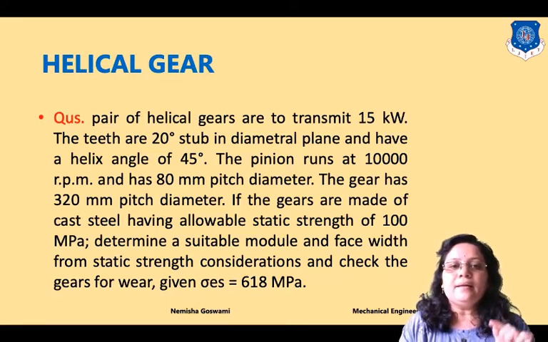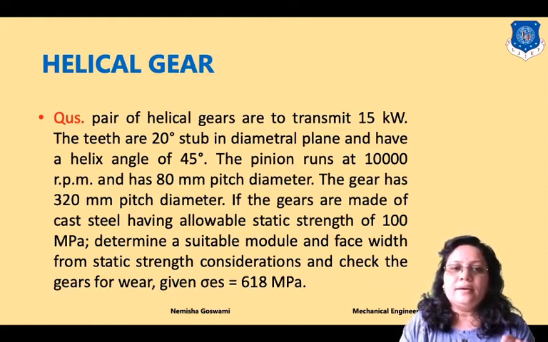The pinion runs at 10,000 RPM and has 80 mm pitch diameter. Okay, so this is the particular case of the pinion. So what is the condition? The pinion is rotating at 10,000 RPM, and what is the diameter of the pinion? This is your 80 mm, right? Next is the gear. The gear has 320 mm pitch diameter, and the RPM of the gear is not given, right?